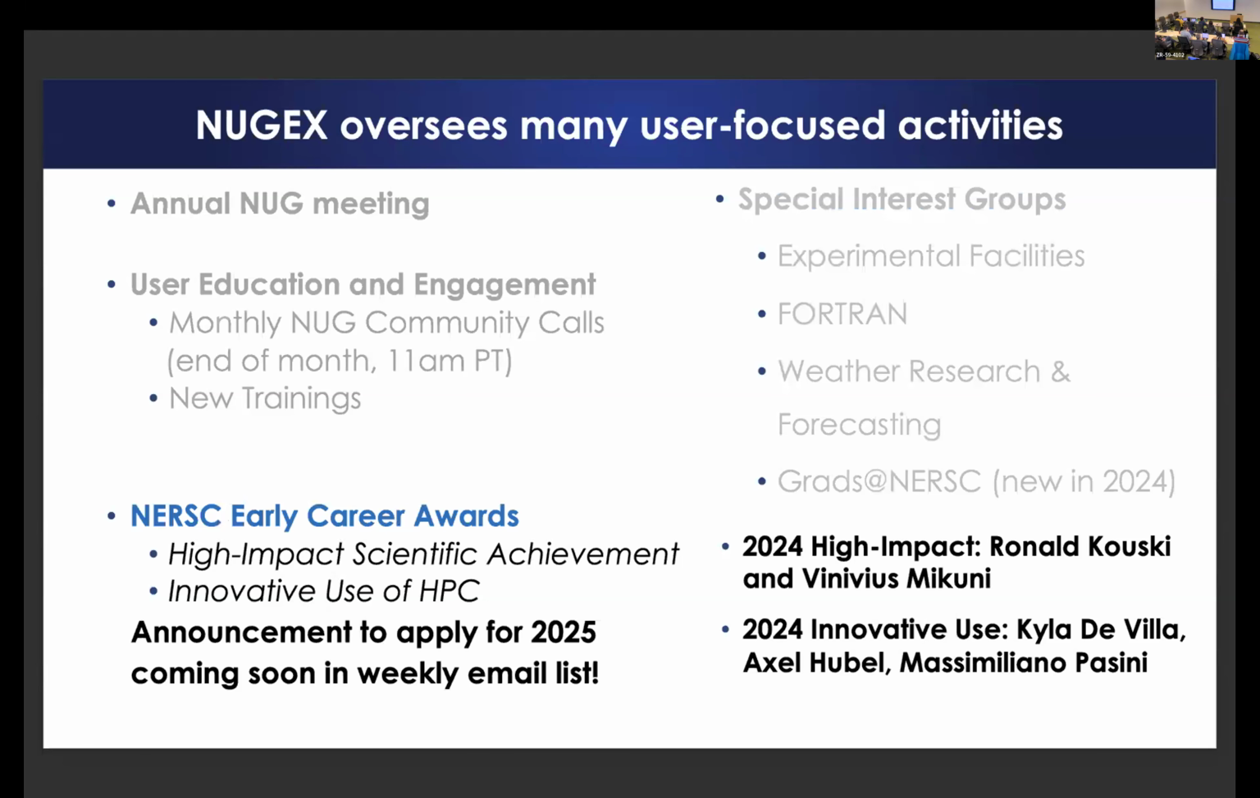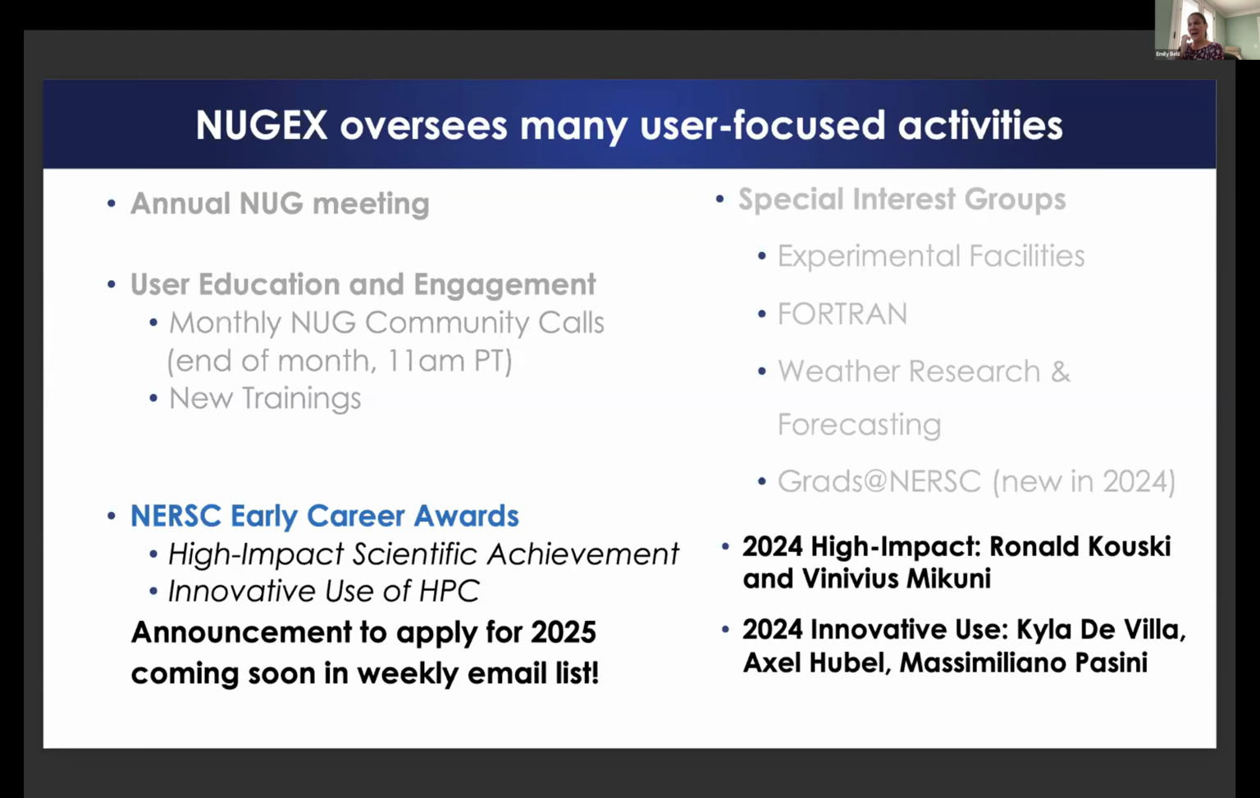So I'd also like to bring to your attention something that's coming up, which is the annual NERSC Early Career Awards for High Impact Scientific Achievement and Innovative Use of HPC. So we again congratulate the 2024 winners who were actually given this in, I believe, February of 2025. But these were Ronald Kowski, Vinicius McCuney, Kyla Davila, Axel Hubble, and Massimiliano Pacini.